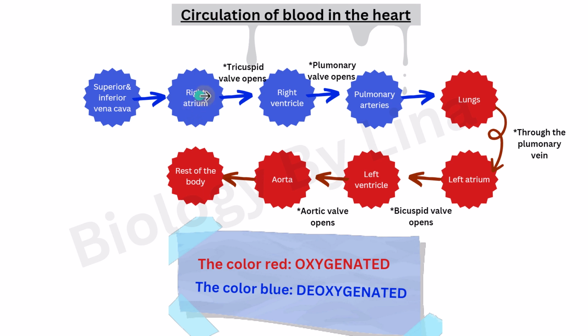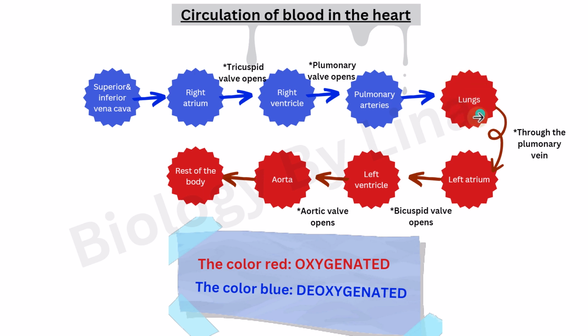Now in the right atrium we have deoxygenated blood that is pumped into the right ventricle by opening the tricuspid valve, and from the right ventricle, by opening the pulmonary valve, it goes to the pulmonary arteries. The pulmonary arteries take it to the lungs through the pulmonary valve, and inside the lung the exchange of gases happens and the blood changes from blue to red, which means from deoxygenated to oxygenated blood.